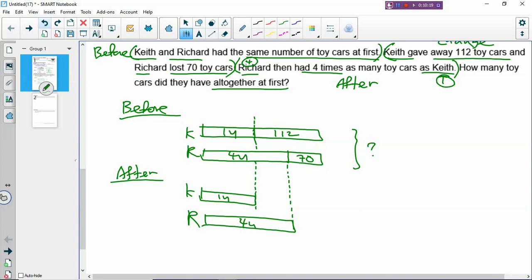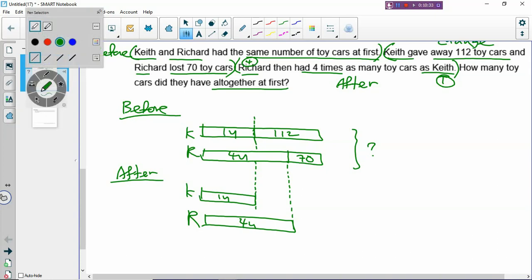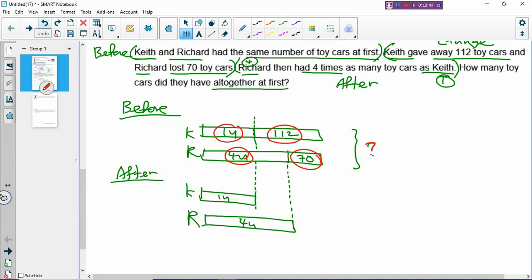There's a total. You're supposed to find the total, but you don't know what the total is, so you cannot add the rectangles together because there's no total given to you. What do I mean? For example, you cannot take 1 unit plus 4 units and then plus 112 and then plus 70. Then that will be equal to what? We are not sure. There's no total there. So you can't add all the rectangles together. If you cannot add, then we have to subtract.